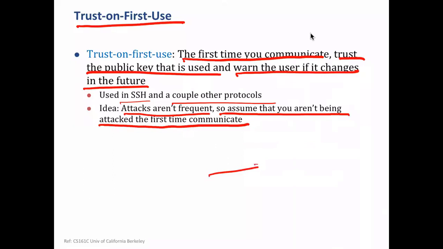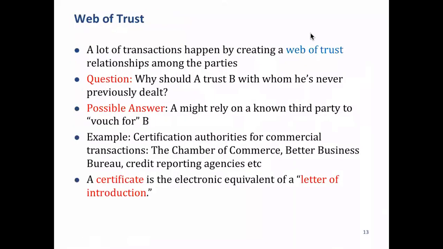This can be used. This is being used, but the chances of Mallory being there right in the first instance are quite high. Could be there. May not be very high, but chances are there, right? So the second method that is used is web of trust.